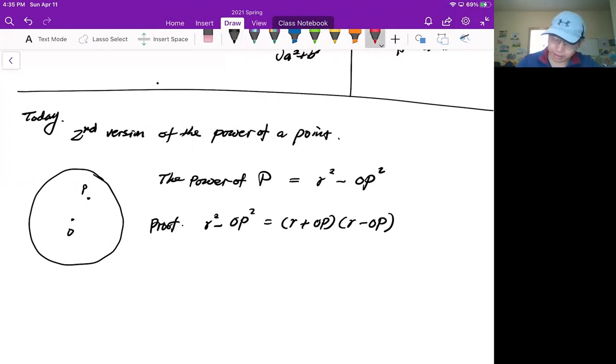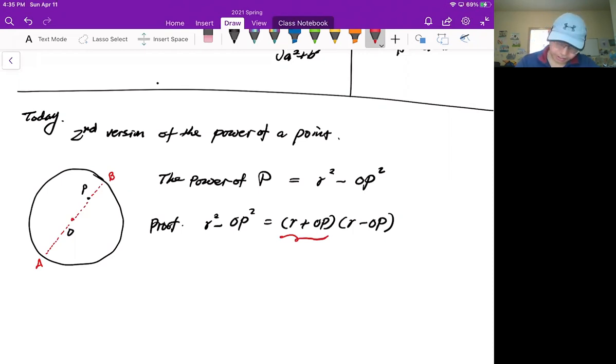So I'm going to connect the OP, right? I'm going to connect the OP, and then just make an extension so that I can hit the circle at A and B. Everything's okay? I'm going to connect the OP and make an extension to both sides so that I have two intersection points, A and B, with the circle. Okay. Now, can you tell me what is R plus OP?